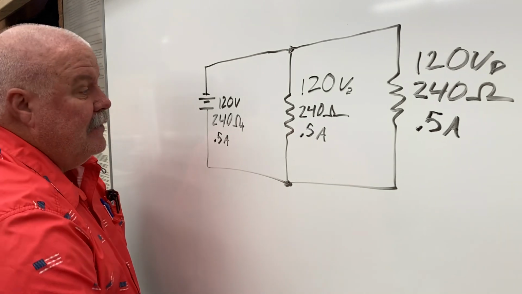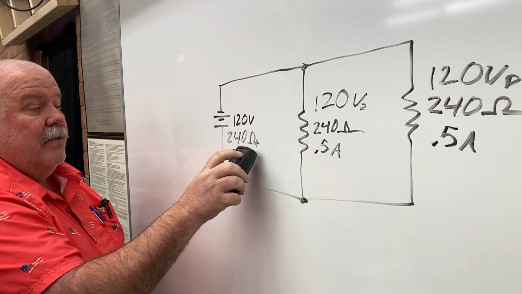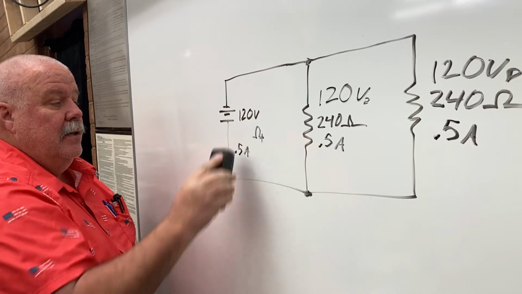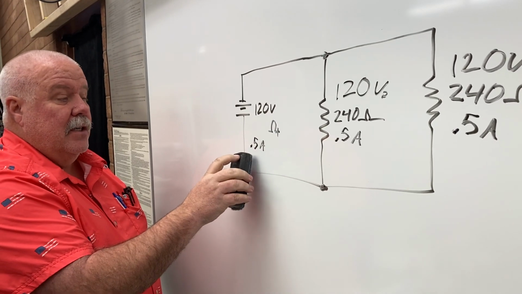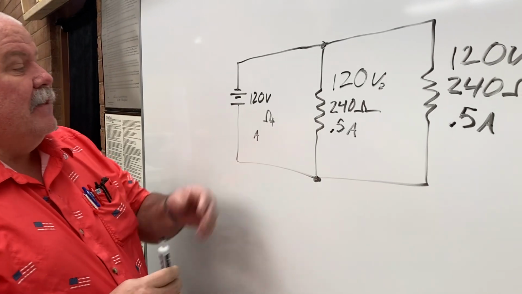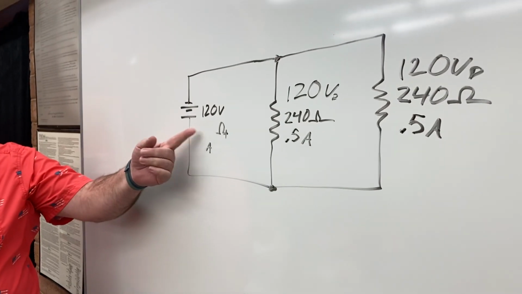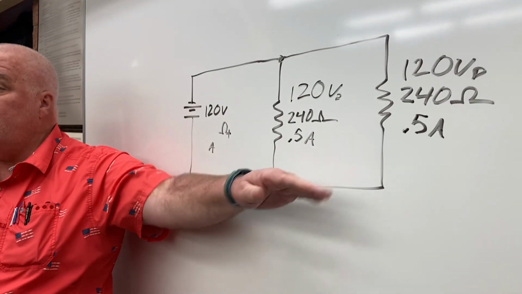So the only things that have changed, this is still going to be a 120 volt source, but now the amount of ohms total is going to be different. The amount of amps total is going to be different. Okay. Now what are we going to have in these two categories? How do I find the total resistance in this circuit? How do I find that?